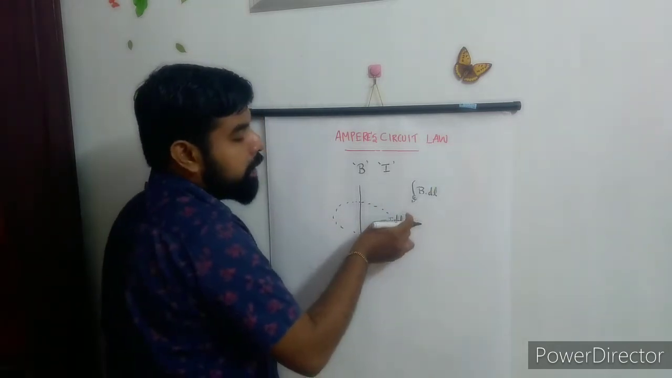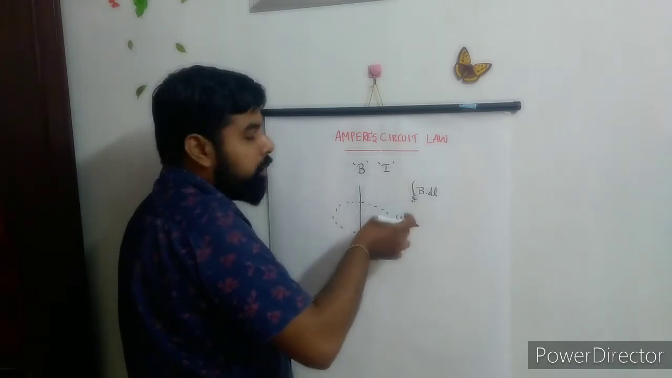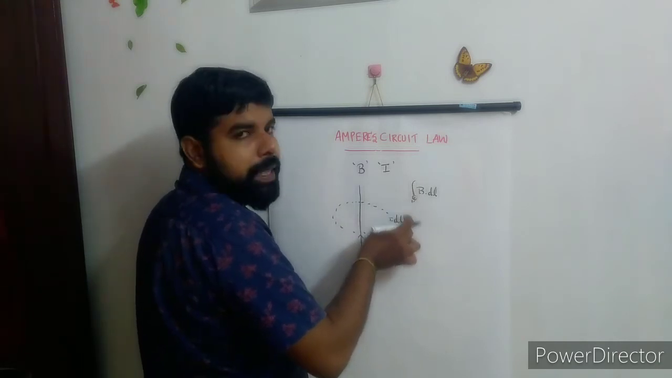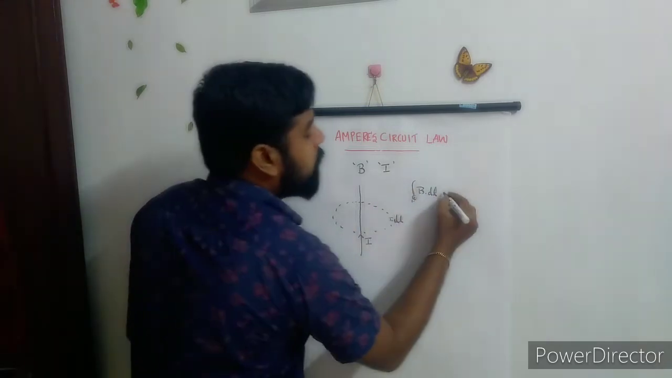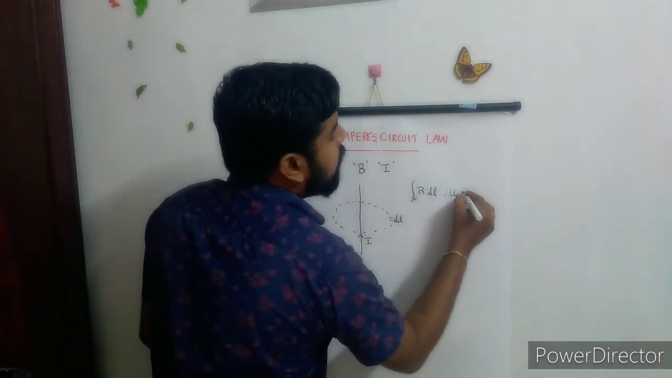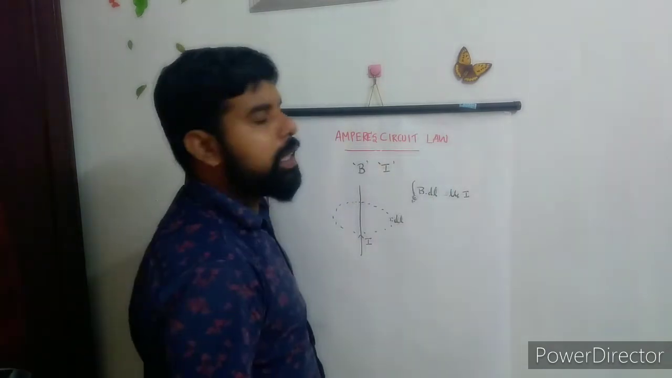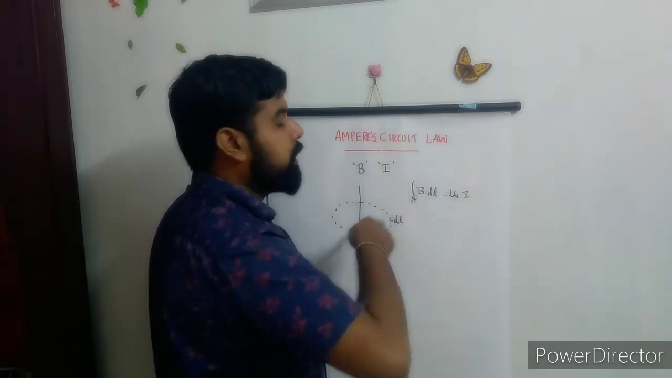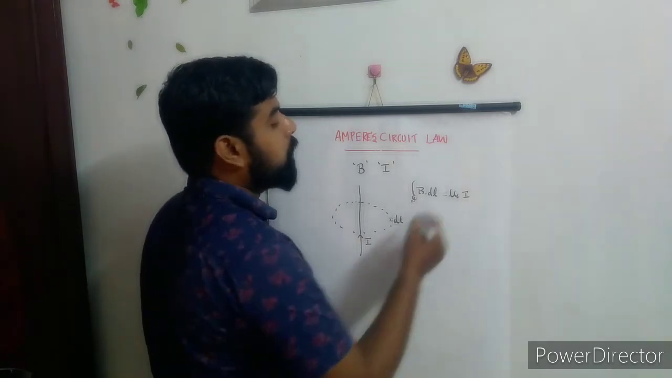Element length dl and the magnetic field B dl. So the total magnetic field is the closed integral of B dl, and that is equal to mu 0 times the current flowing through that region. So what is Ampere circuit law? It states that the total magnetic field around any closed region or closed loop is equal to mu 0 times the current flowing through that region.